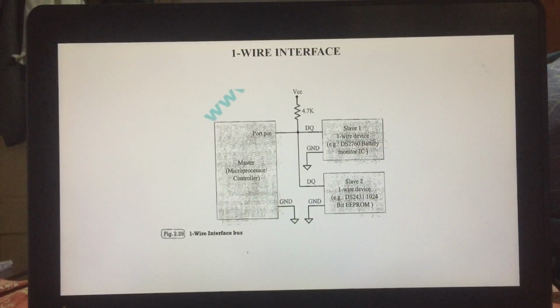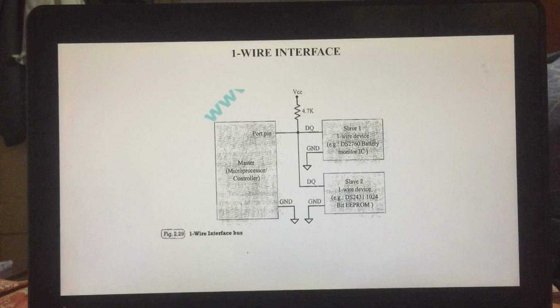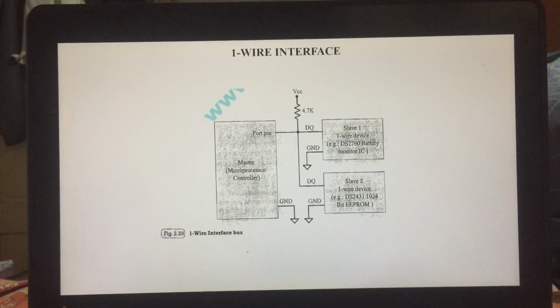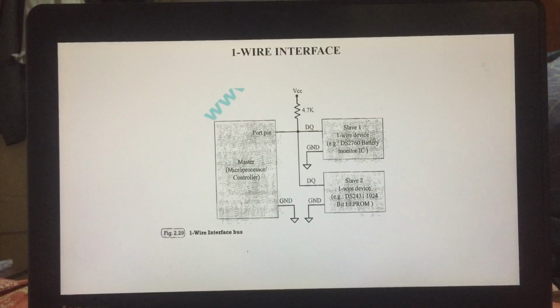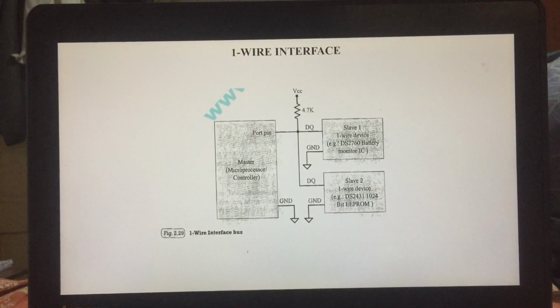One-wire interface. This is the one-wire interface bus diagram. It has one master and two slaves. Here, master is microprocessor or controller and slaves are one-wire devices. Half duplex means communication from master to slave and slave to master happens one direction at a time. Simultaneous communication cannot be possible. Asynchronous means operation is not synced with the clock. One-wire interface is an asynchronous half-duplex communication protocol.